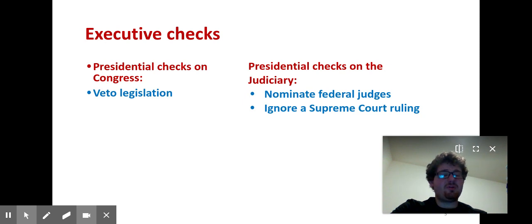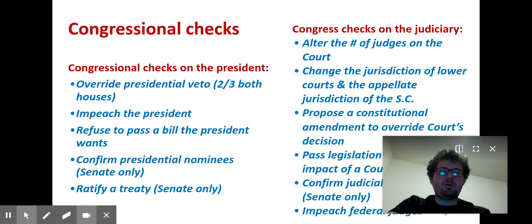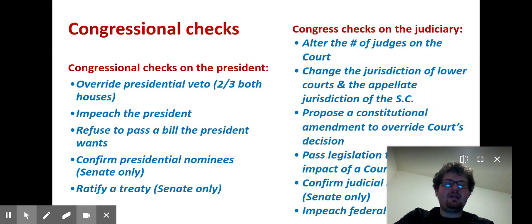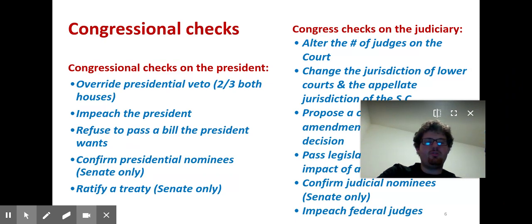He can ignore a Supreme Court ruling. And while that's not necessarily constitutional, we've seen it done more than once, and it's not been called into question. So it's assumed that the president has this power, though it is not necessarily in his best interest to use it. All right, so congressional checks. There's a lot of them. We're just going to leave me where I'm at, I guess, for now. We'll move to the other side in a second.